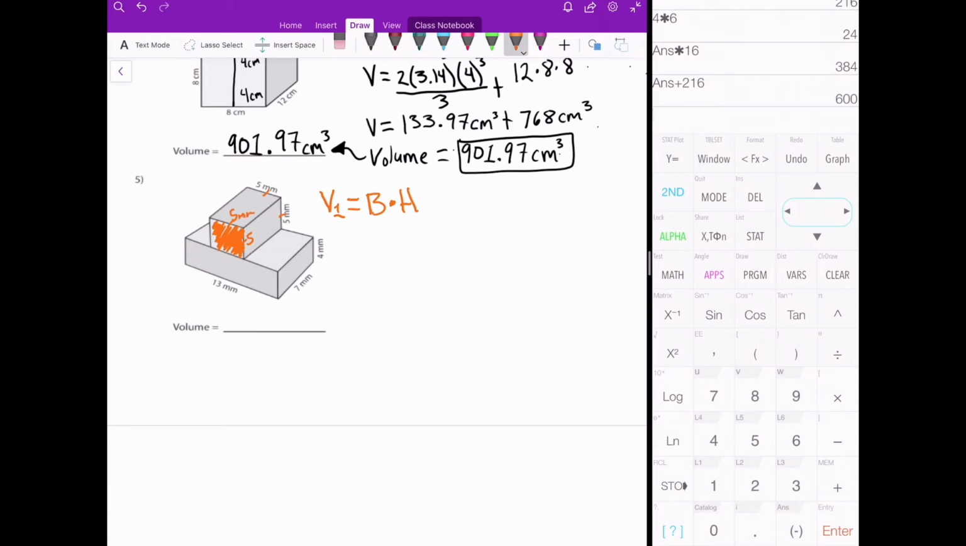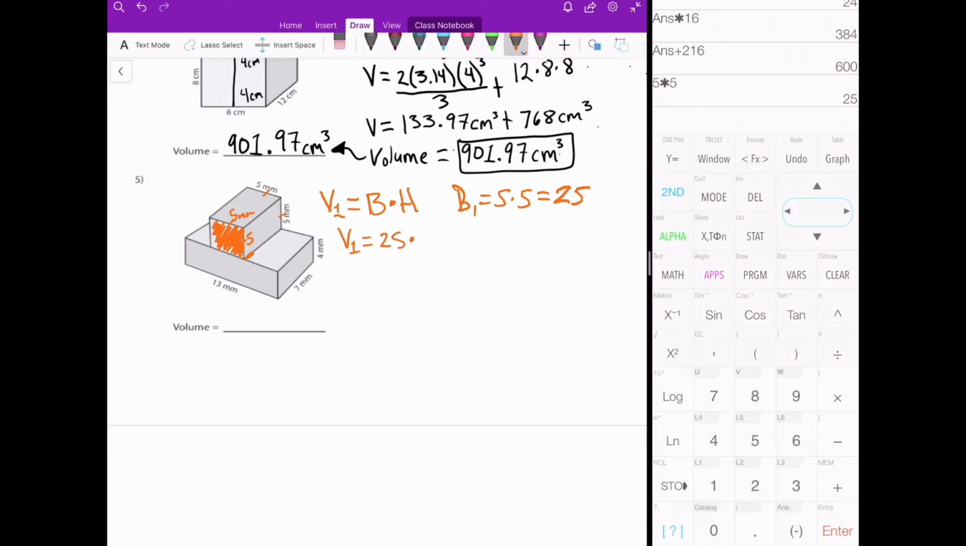Now, let's see. 5 times 5, so B1, write that down, is equal to 5 times 5, which is 25. So let's just double check it on my calculator over here. 5 times 5 is 25. Alright, calculator works. V1 is equal to 25 times my height.